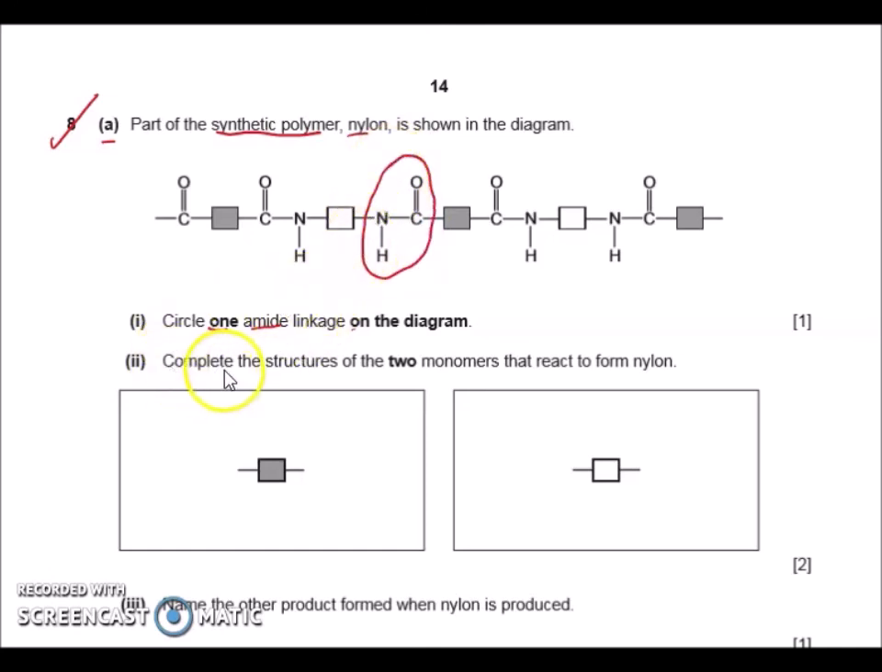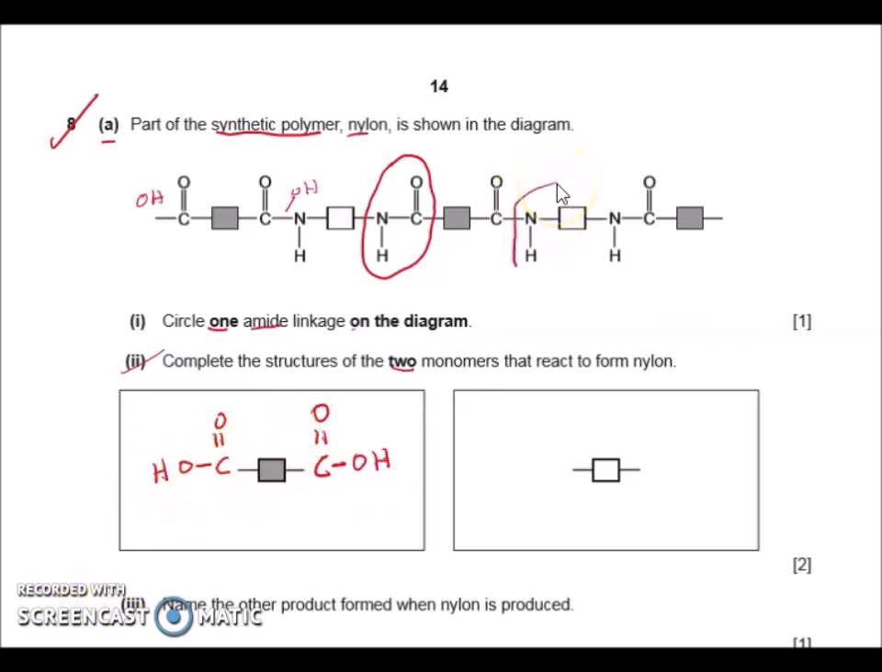Now the second question here will be: complete the structure of the two monomers that react to form nylon. As you can see, this part is supposed to be OH, and here is supposed to be OH, right? So you can just put the double bond, C double bond O, like this, and then we have the OH, and we have here OH. This is one monomer.